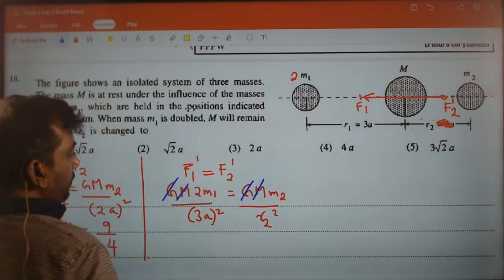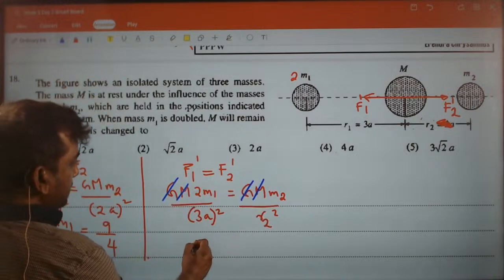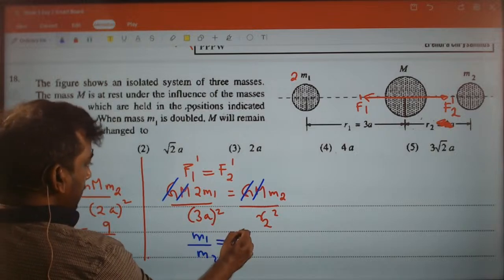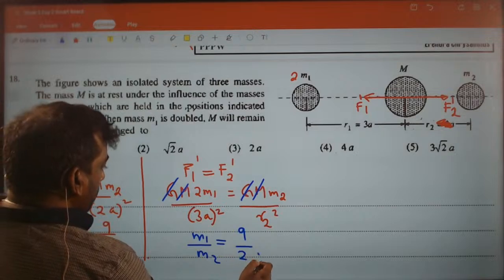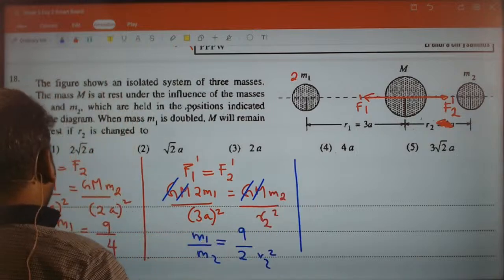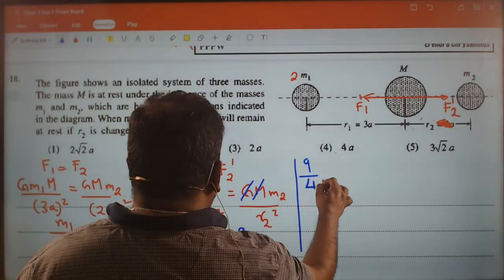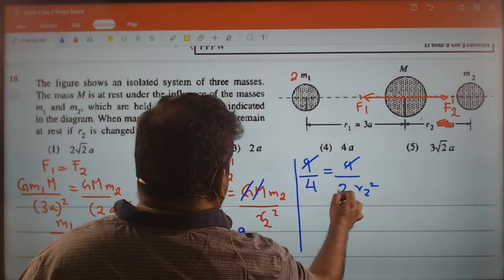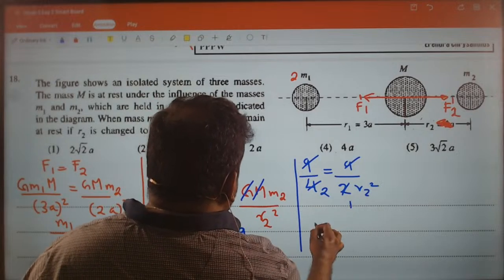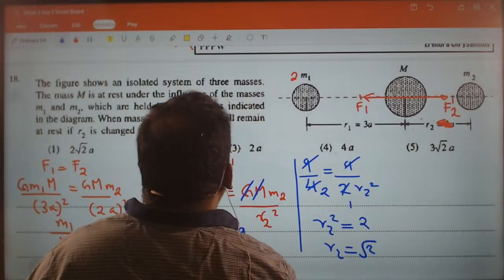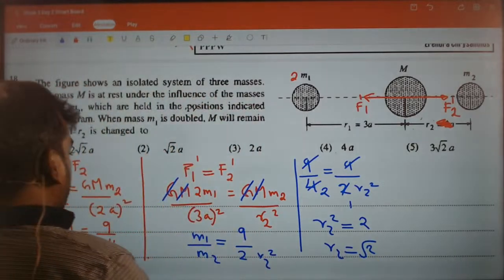G M cancel off. Simplify this. M1 over M2 is 9 divided by 2 R2 squared. What is M1 over M2? M1 over M2 is 9 divided by 4. 9 divided by 2 R2 squared. 9 cancels off. 2 times 1, 2 times 2. R2 squared equals 2, R2 is equal to root 2.